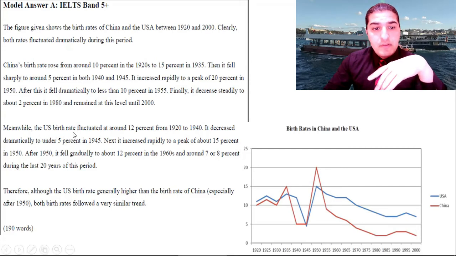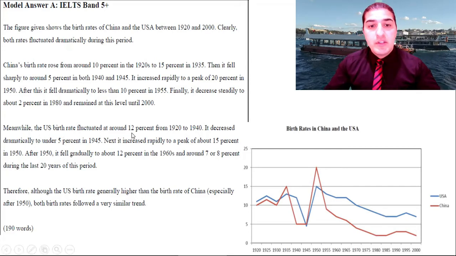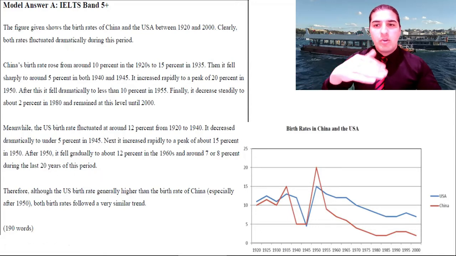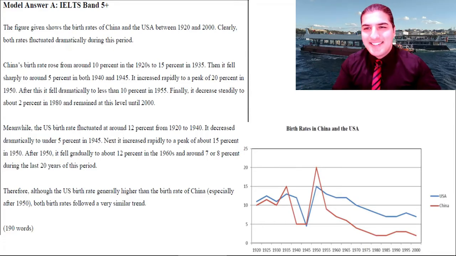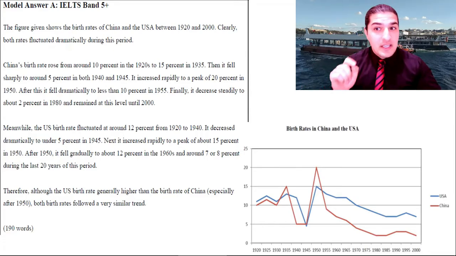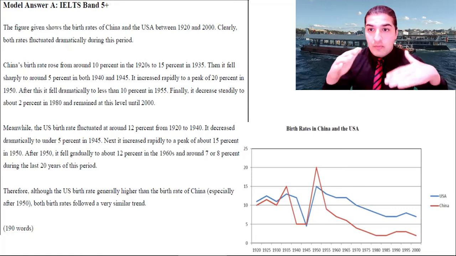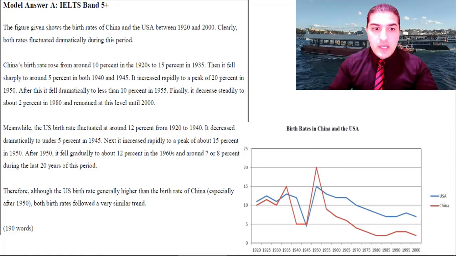Meanwhile, the US birth rate fluctuated at around 12% from 1920 to 1940. It decreased dramatically to under 5% in 1945. Next, it increased rapidly to a peak of 15% in 1950. After 1950, it fell gradually to about 12% in the 1960s and around 7 or 8% during the last 20 years of this period. Okay, so first it talked about China, then about the USA. What about similarities? Some information is missing here. Good report, but you have to make comparisons, you have to make similarities, okay?